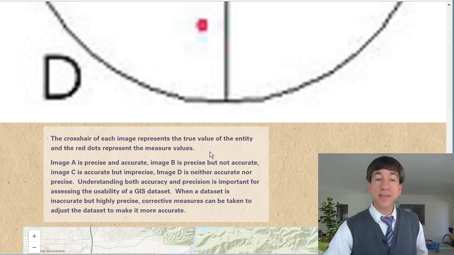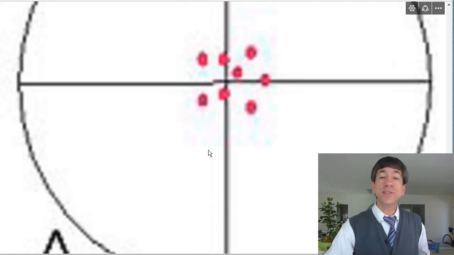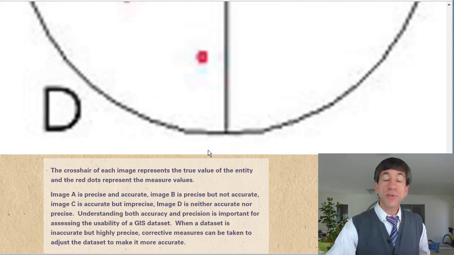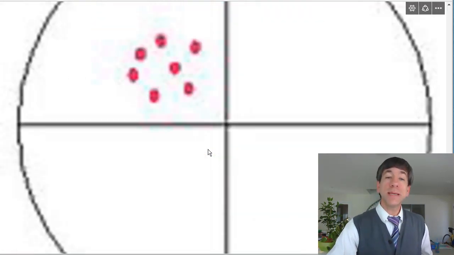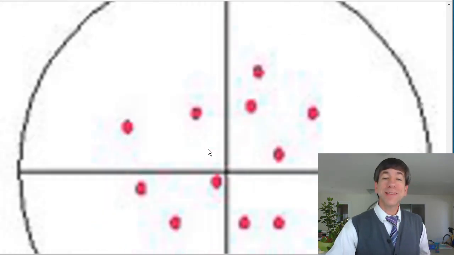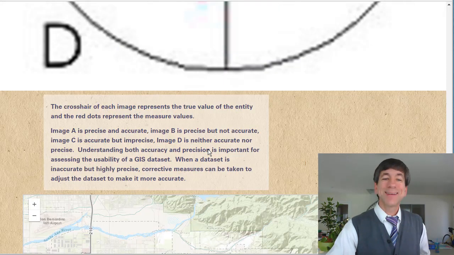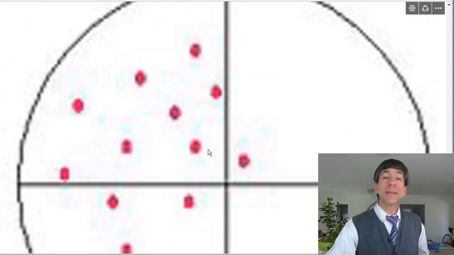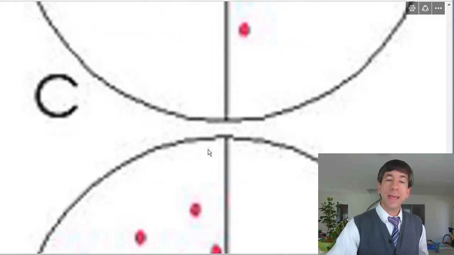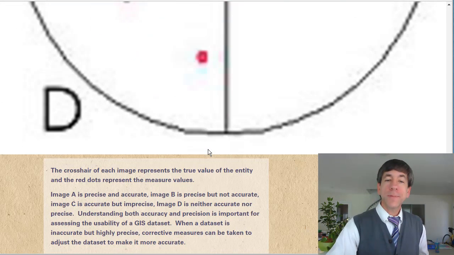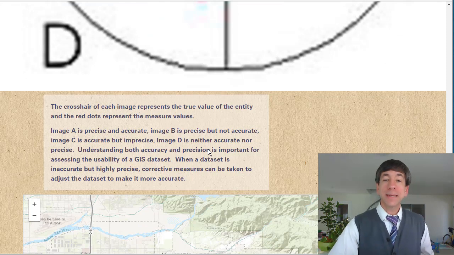Image A is precise and accurate. Image B, precise but not accurate. What about image C? What's your guess? Yep, it's accurate but imprecise. Okay. And image D, that is neither accurate nor precise.